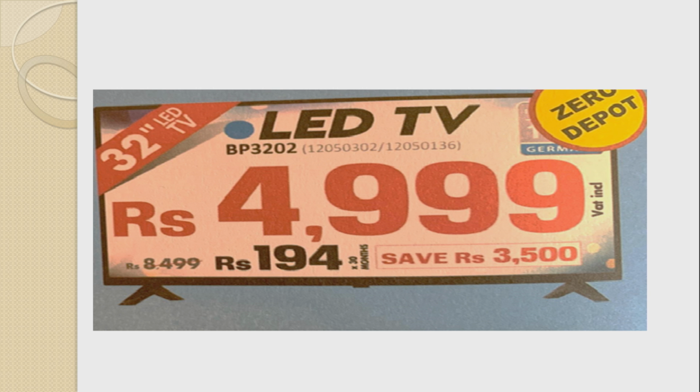This is an example on hire purchase. Often you're going to see this kind of advertising in newspaper or magazine. Here you have two options, either to buy the television on cash or on hire purchase. If you buy it on cash, you're going to pay 4,999 rupees. Or if you buy it on hire purchase, it will be 194 rupees each month.